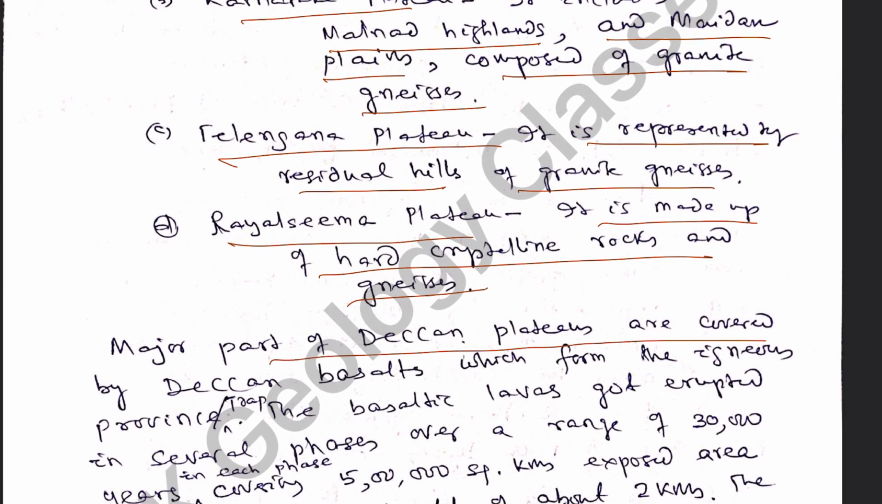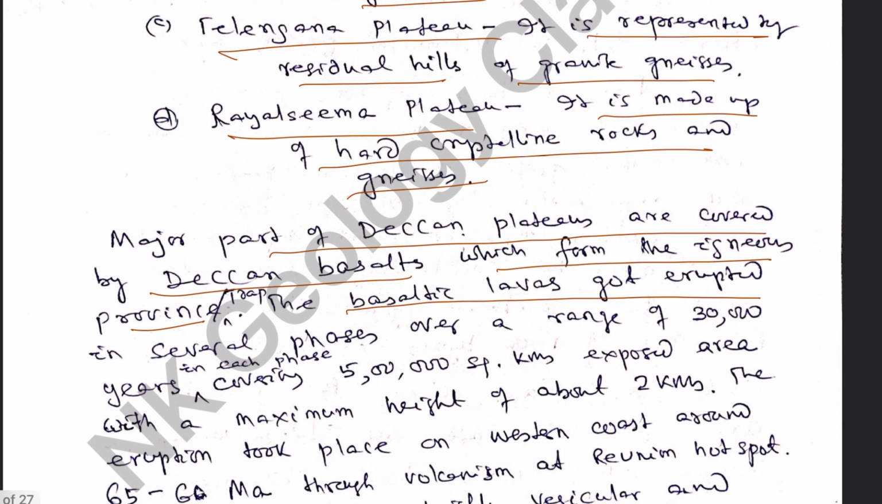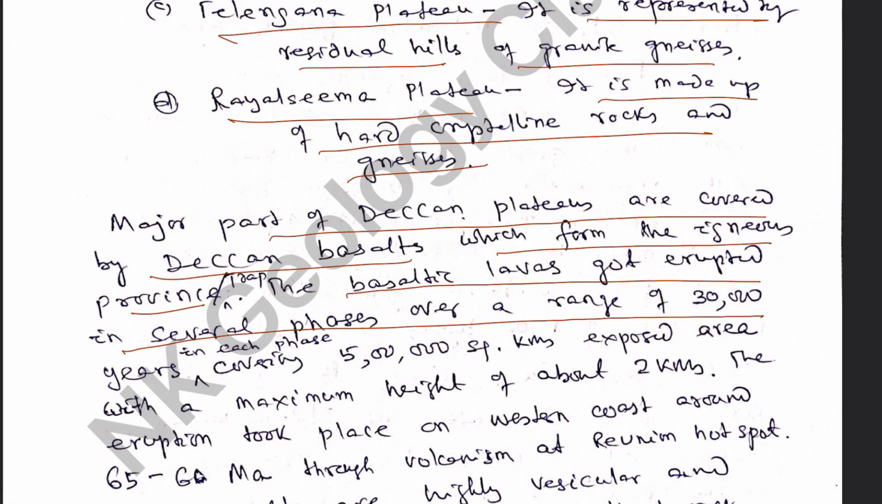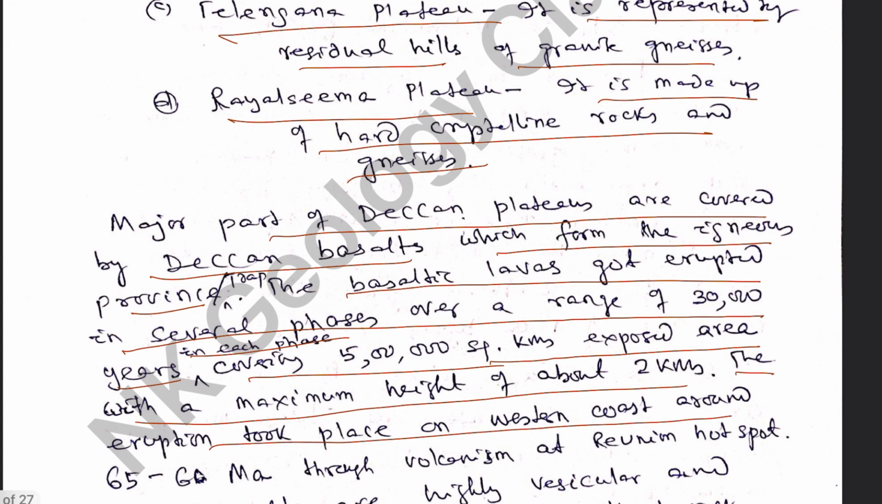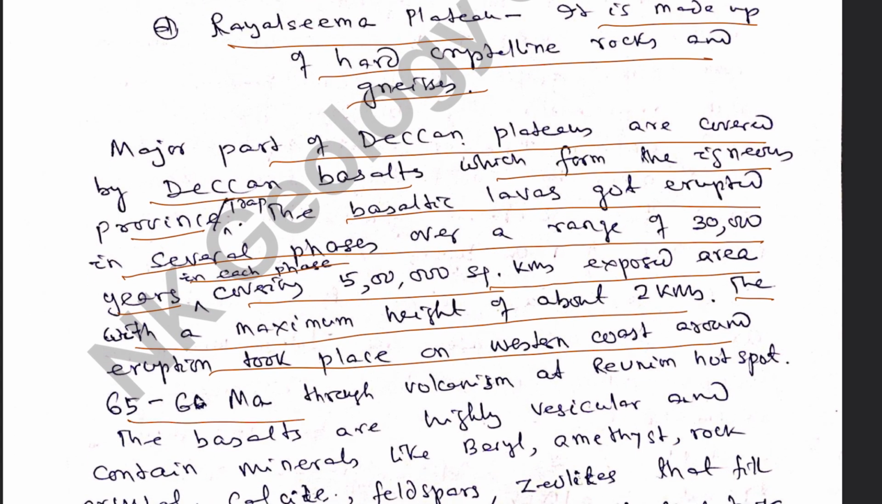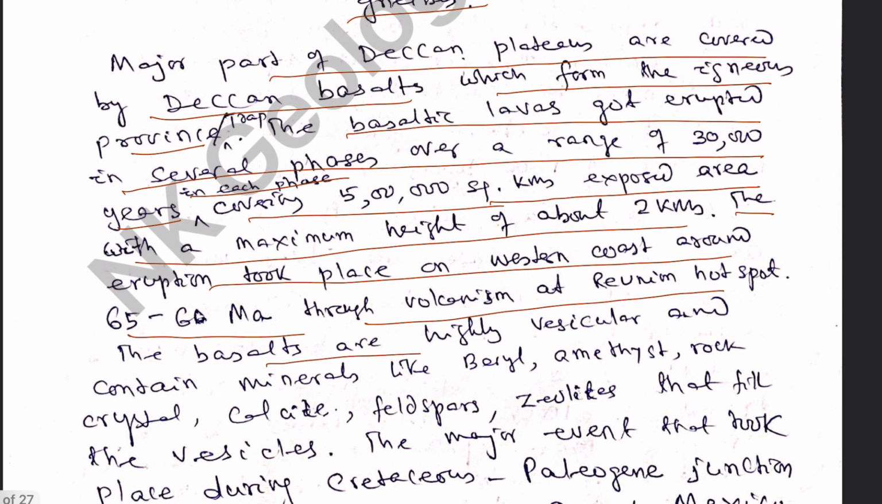Major part of the Deccan traps are covered by Deccan basalts, which form the igneous province or trap. The basaltic lavas erupted in several phases over a range of 30,000 years in each phase, covering 5 lakh square kilometers exposed area with a maximum height of about 2 kilometers. The eruption took place on the western coast around 65 to 60 million years ago through volcanism at Reunion hotspot, and the basalts are highly vesicular and contain minerals like beryl, amethyst, rock crystal, calcite, feldspar, zeolites that fill the vesicles.